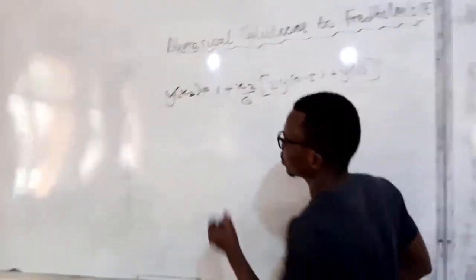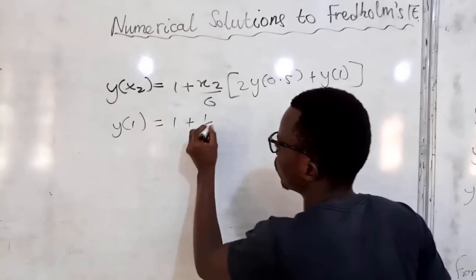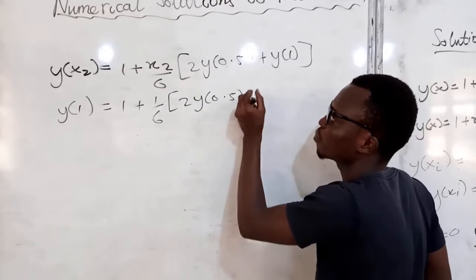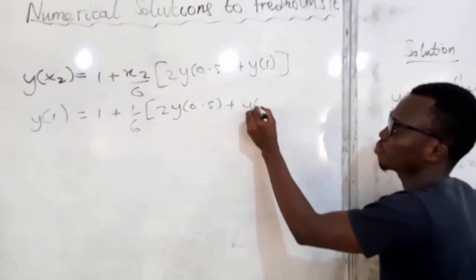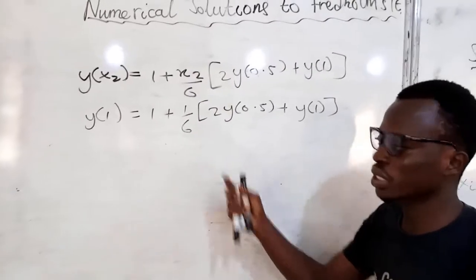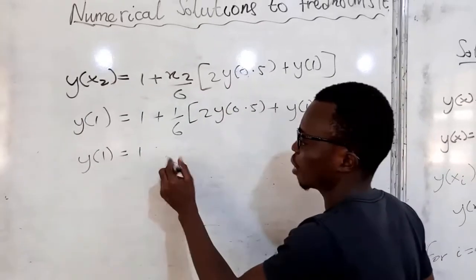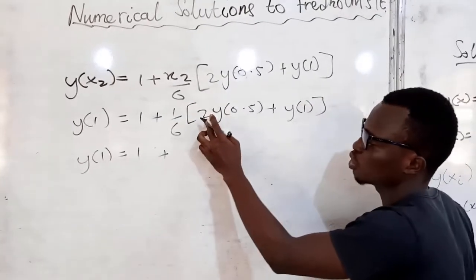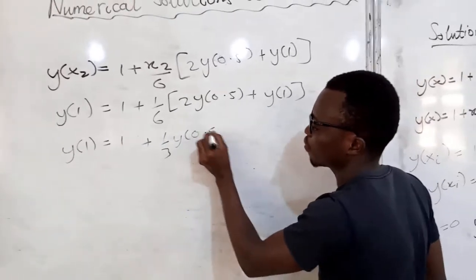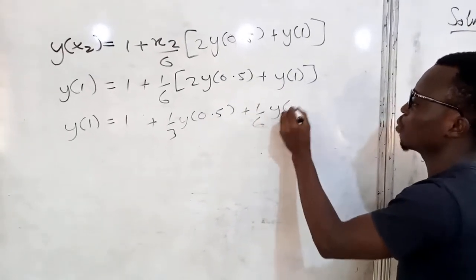So we are going to have here y1 equal to 1 plus 1 out of 6, then 2y of 0.5 plus this y1. Now let's simplify this equation. I'm going to have y1 equal to 1 plus 1 out of 6 times 2, which will give me 1 out of 3 y of 0.5. 1 out of 6 times this, I'll get plus 1 out of 6 y1.